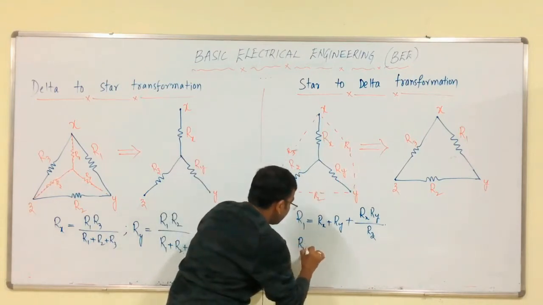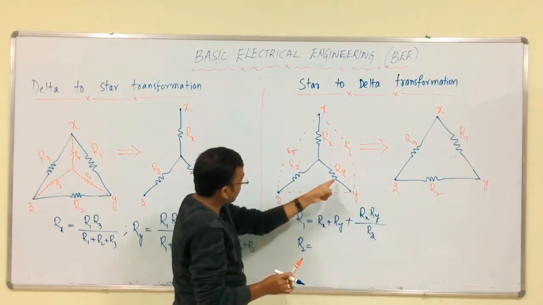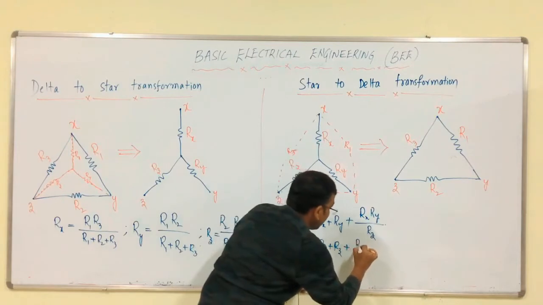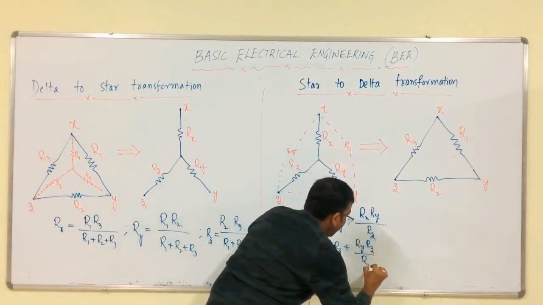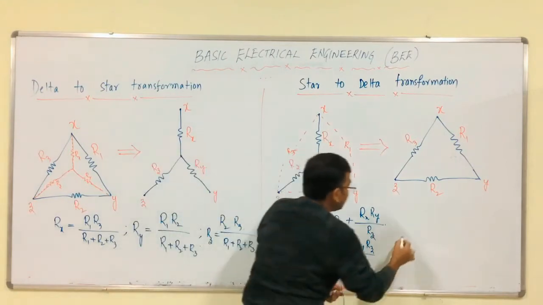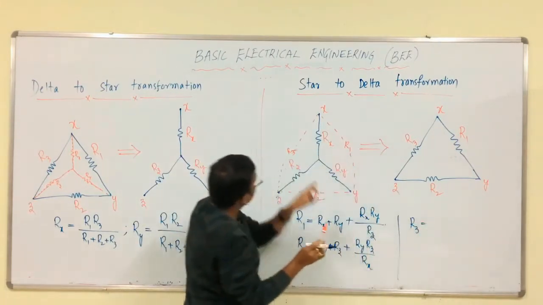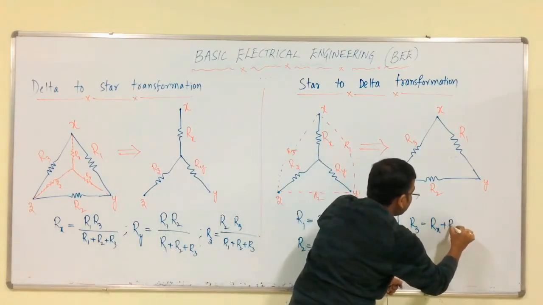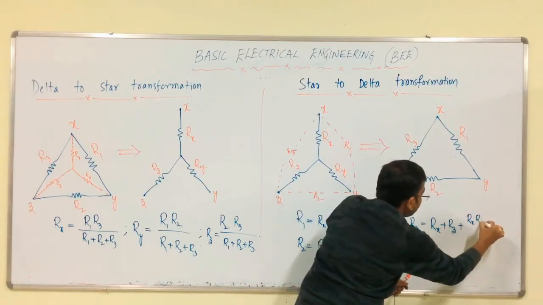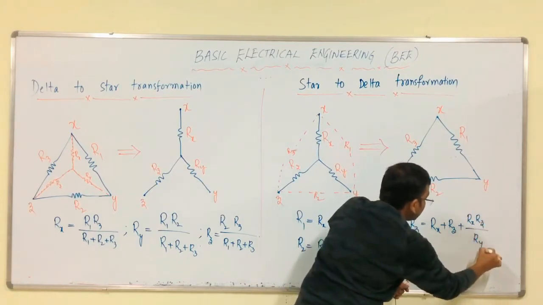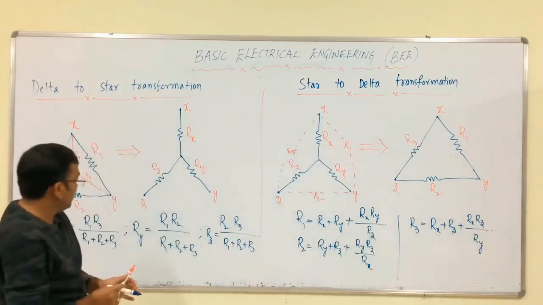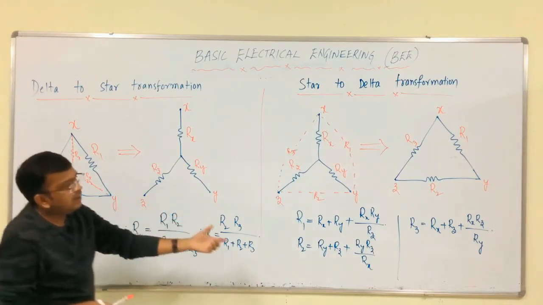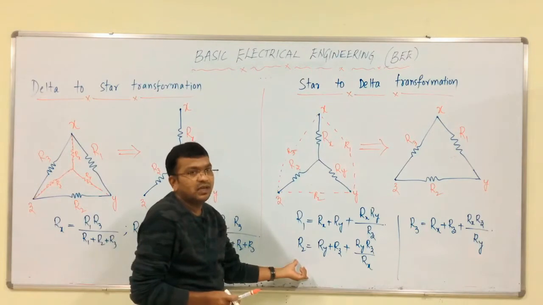Like this R2. R2 is present between what? Ry and Rz. So Ry plus Rz plus Ry into Rz by Rx. Like this R3. R3 is present between Rx and Rz, that is Rx plus Rz plus Rx into Rz divided by the opposite branch resistance, Ry. So this is the simple shortcut to get star connected network elements and delta connected network elements. So there is no confusion at all.